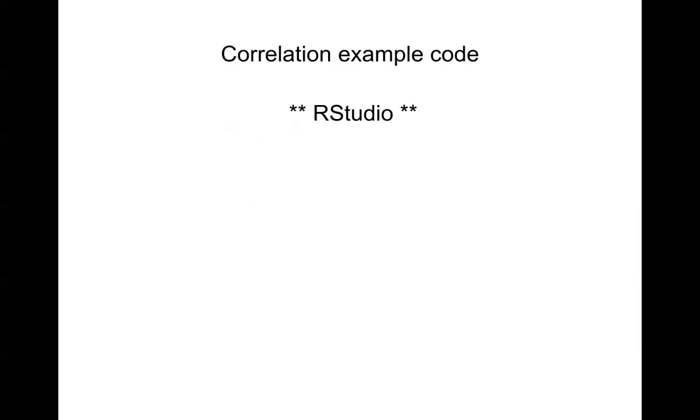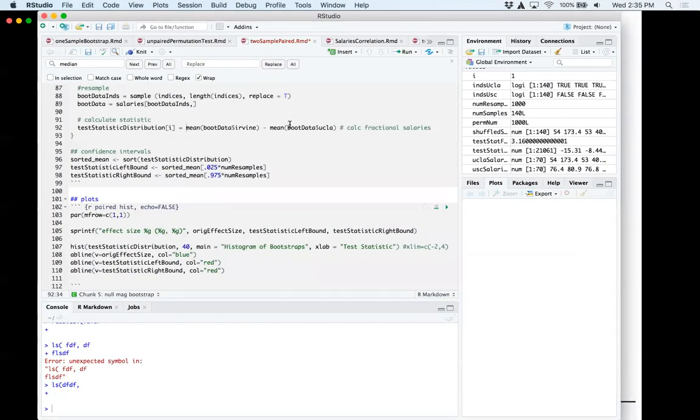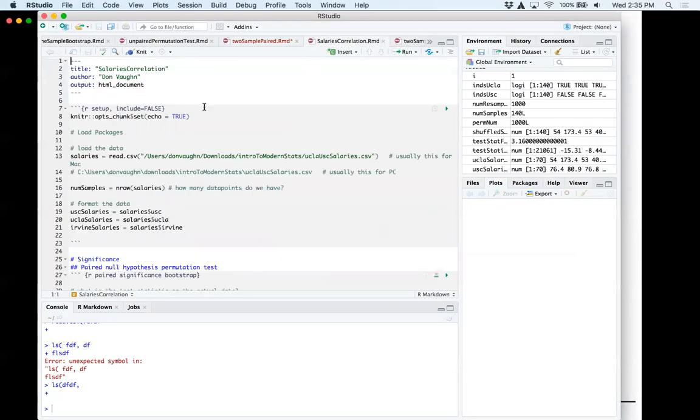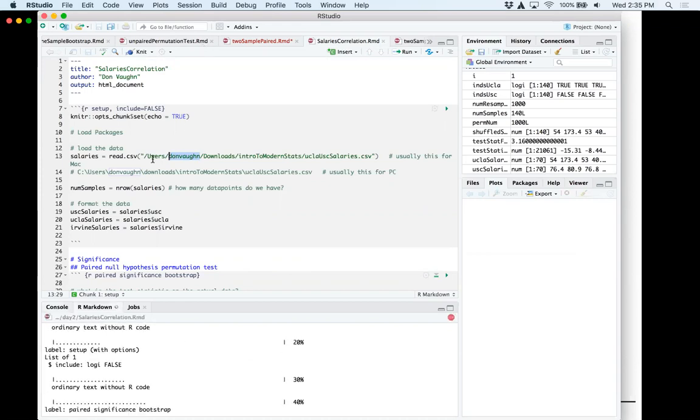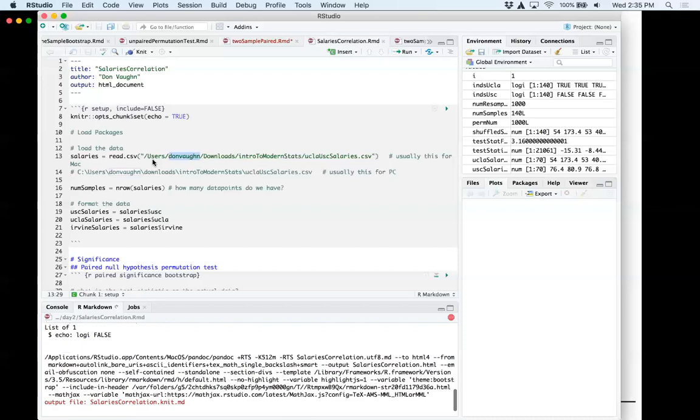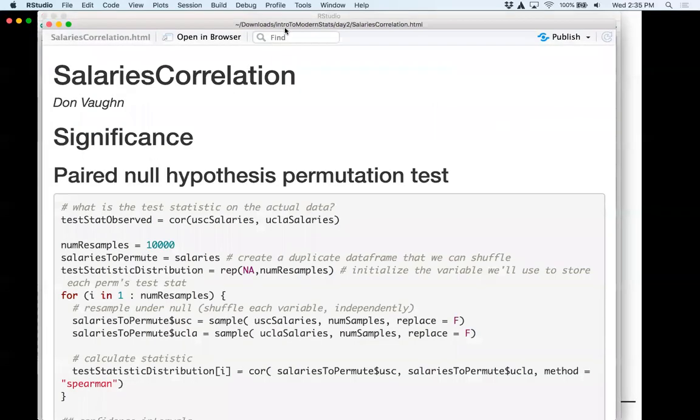So open up RStudio, open up the salaries correlation.rmd. Shockingly, we're going to use exactly the same data, so you can change it if you want. But we're actually going to end at 3 today, so we're going to go a little bit faster.